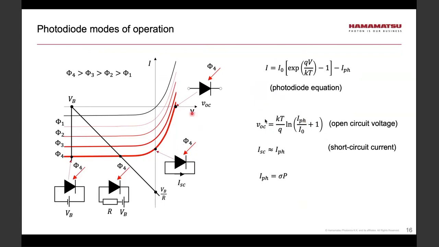One advantage of this mode is very high dynamic range. Now, in another operation known as the short circuit operation, the Q point is on the I-axis. In this case, the anode and the cathode are simply shorted, and there's no voltage, therefore, and so one would observe a short circuit current, which is, a good approximation, approximately equal to the photocurrent.